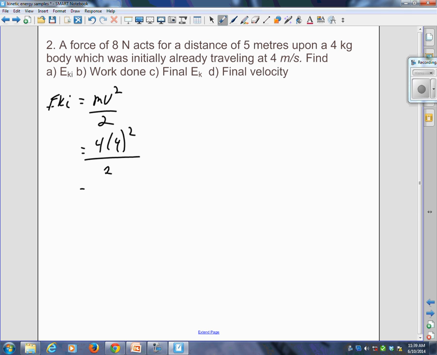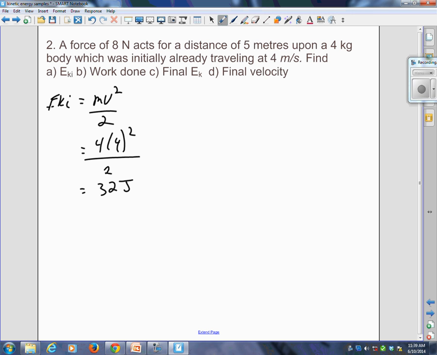That formula, the mv squared over 2, is for kinetic energy. Could be initial or final, depending on whether your velocity is initial or final. So I got 4 squared is 16 times 4 divided by 2 gives you 32 joules. Sorry, it has 32 joules of kinetic energy to begin with.